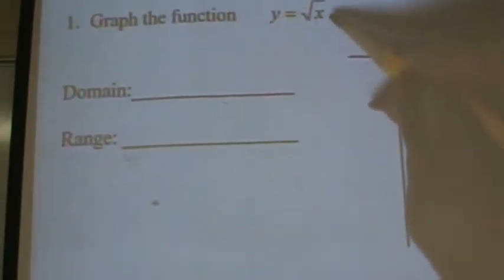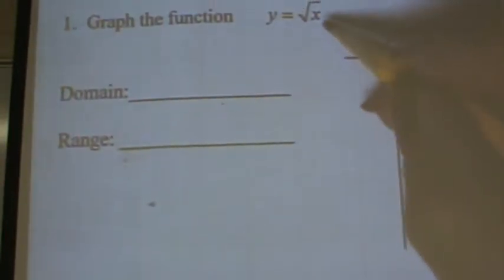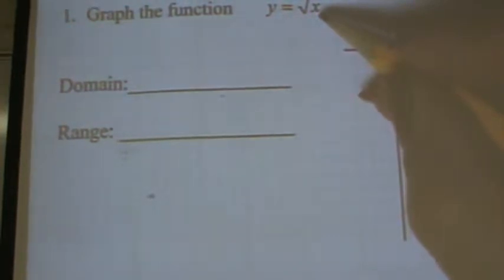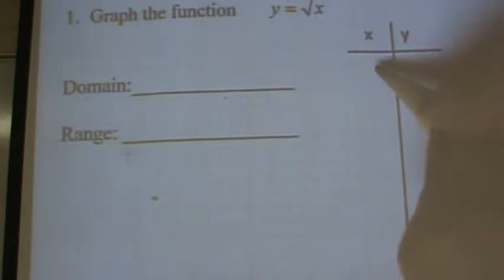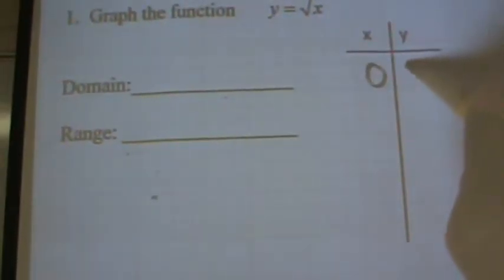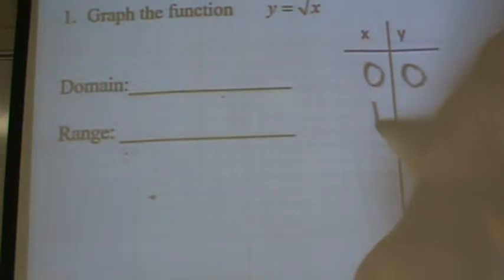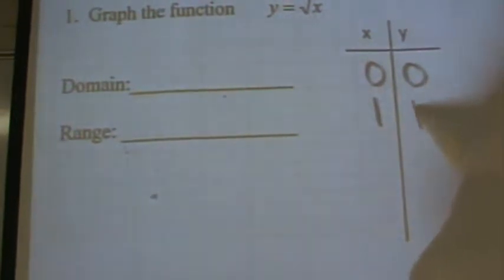Can we put any negative numbers under the square root of x? Can you take the square root of negative 4? No, you can't take the square root of a negative number. Can you take the square root of 0? What's the square root of 0? 0. What's the next number that you can do? 1. What's the square root of 1? 1.